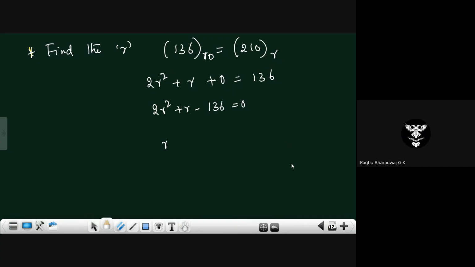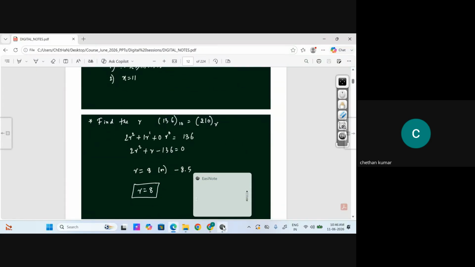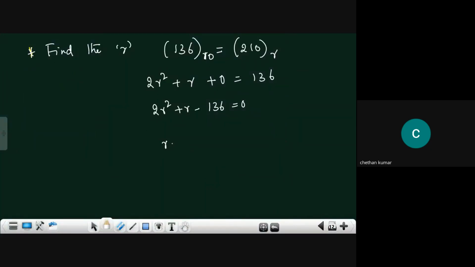Sir, 8. Right? If the R value is 8 and you substitute it, you get two roots. One root is 8. What is the other root? Minus 8.5. What is the correct value of R? It is 8, because the radix should be a whole number. If you substitute 8 here and convert this into decimal, then the LHS should be equivalent to the RHS. Are you understood? Okay.